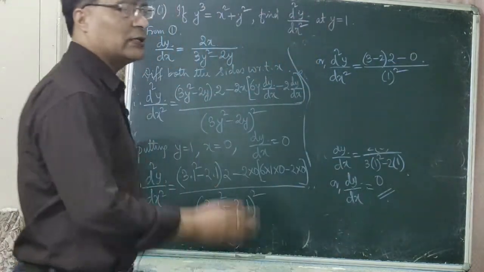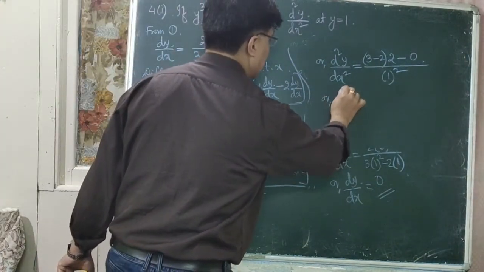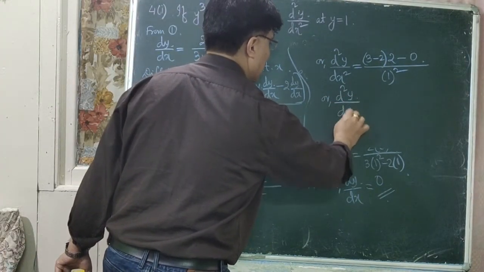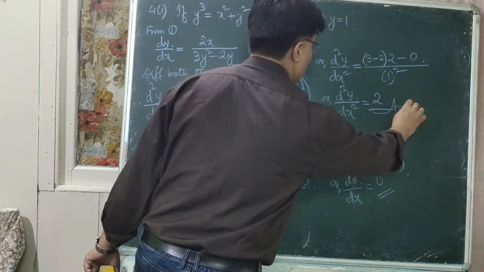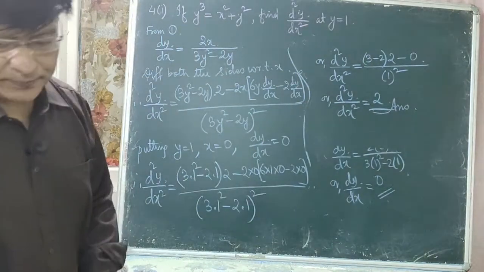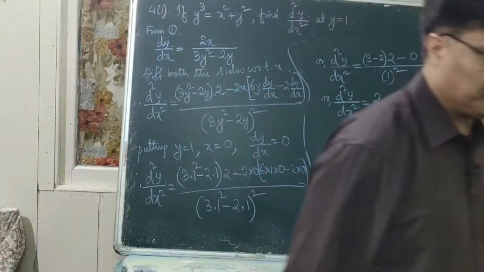So if you simplify it, what is the answer? You will get the answer as d2y by dx square is equal to 2. So 2 is the final answer. So you can copy it. Let's do the next question now.